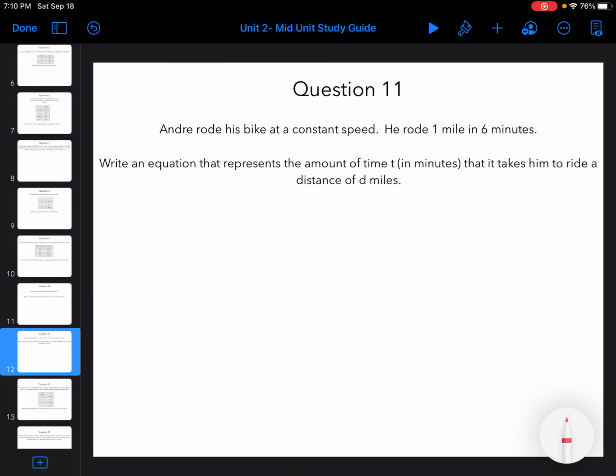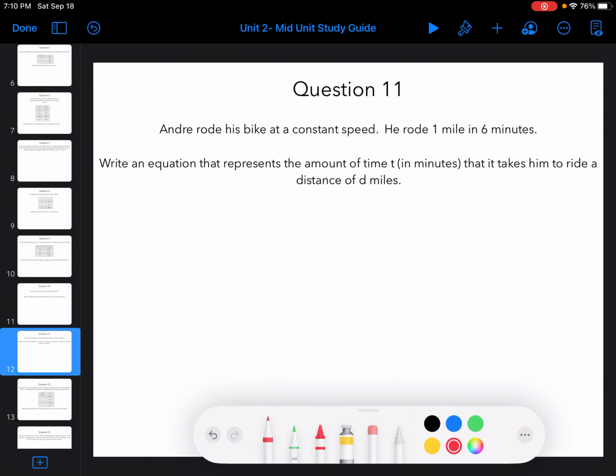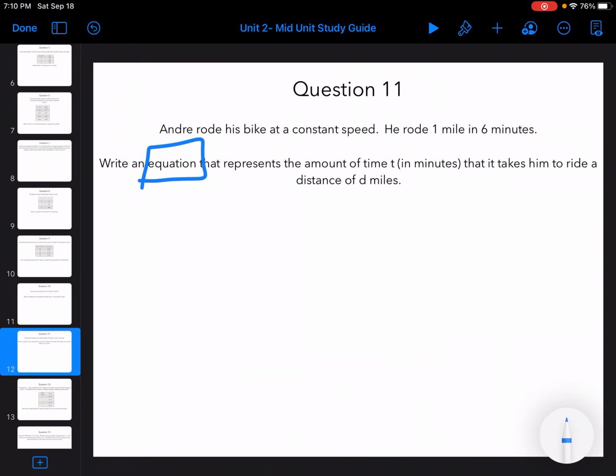Question 11. Andre rode a bike at a constant speed. He rode 1 mile in 6 minutes. And they want to know how long it takes him to ride. They want us to create an equation that will represent the amount of time it takes him to ride d miles. So I'm going to make myself a table.